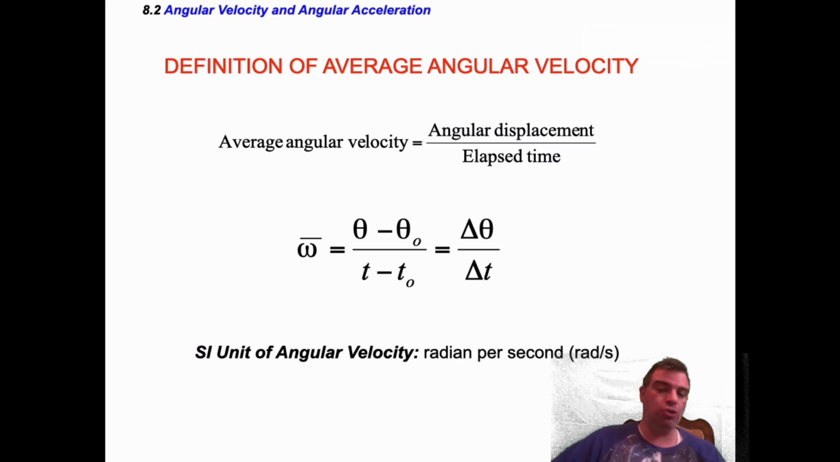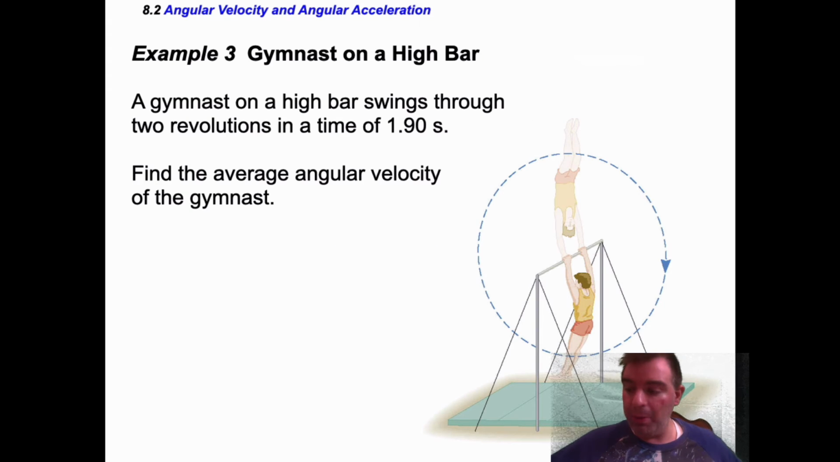Now, just like velocity in linear terms, which was meters per second, because we're talking about angular displacement, it's going to be rad per second. So it's not going to be meters per second, but rather rad per second. And again, the same rules count: if you're given something in degrees, you would have to convert it into radians. So here we go.